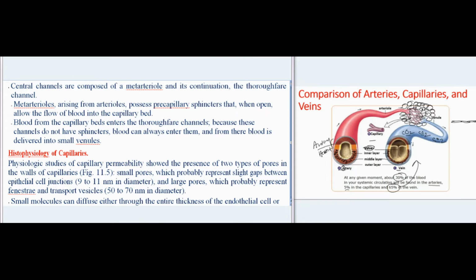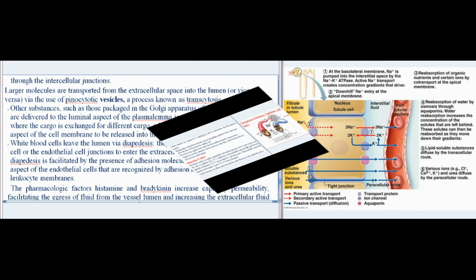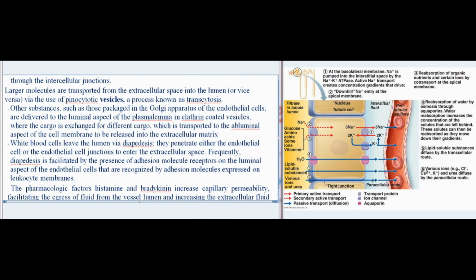Histophysiology of Capillaries. Physiologic studies of capillary permeability showed the presence of two types of pores in the walls of capillaries, Fig 11.5: small pores, which probably represent slight gaps between endothelial cell junctions, 9 to 11 nanometers in diameter, and large pores, which probably represent fenestrae and transport vesicles, 50 to 70 nanometers in diameter. Small molecules can diffuse either through the entire thickness of the endothelial cell or through the intercellular junctions. Larger molecules are transported from the extracellular space into the lumen, or vice versa, via the use of pinocytotic vesicles, a process known as transcytosis.